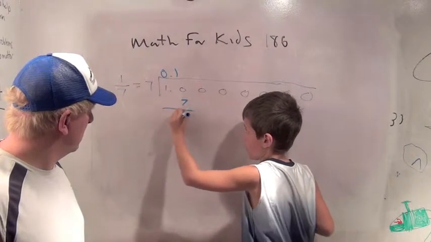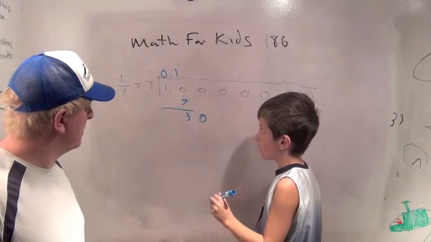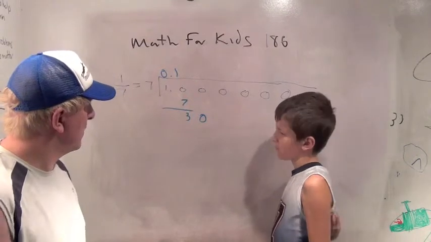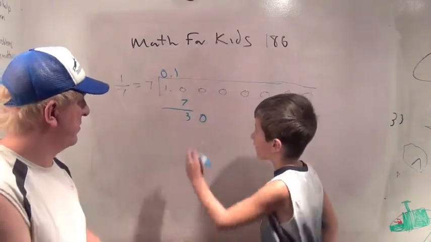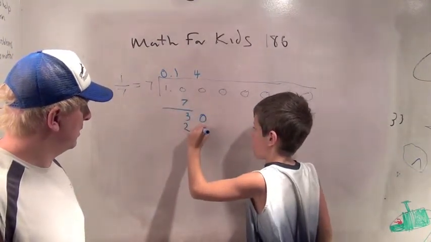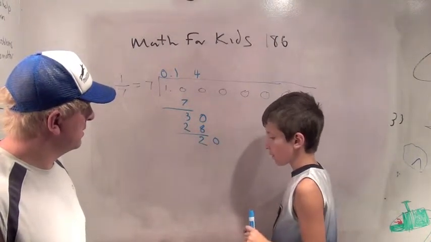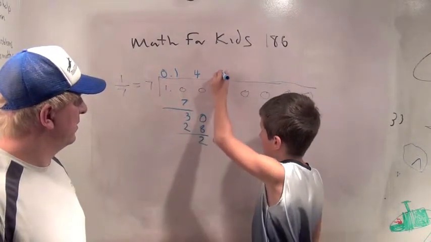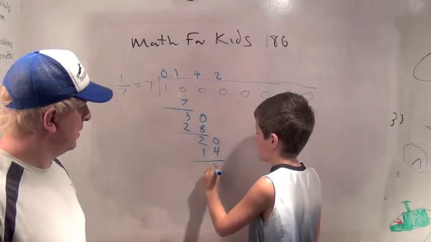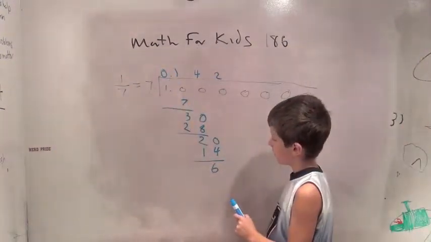10 minus 7 is 3. Bring down the 0. 7 goes into 30 four times. 7 times 4 is 28, so write the 4 right above that 0. 30 minus 28 is 2. Then 7 goes into 20 twice. 7 times 2 is 14. 20 minus 14 is 6.